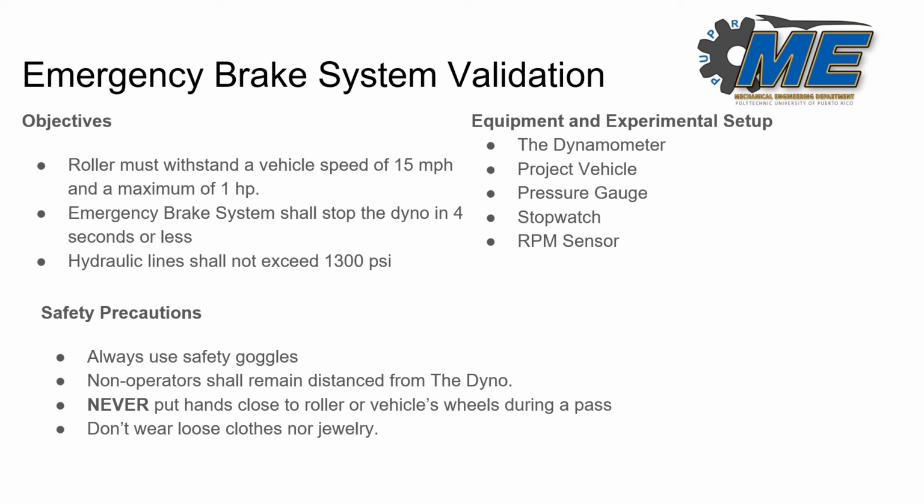The emergency brake system shall stop the dyno in 4 seconds or less, and the hydraulic lines shall not exceed 1300 psi. The equipment that we're going to use for this experiment are the dynamometer, the project vehicle, a pressure gauge, a stopwatch, and an RPM sensor.